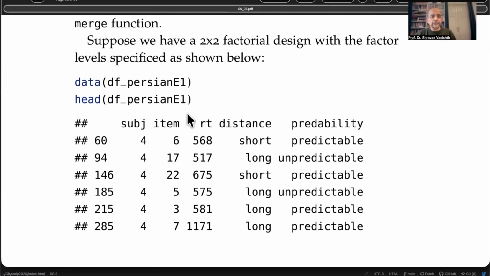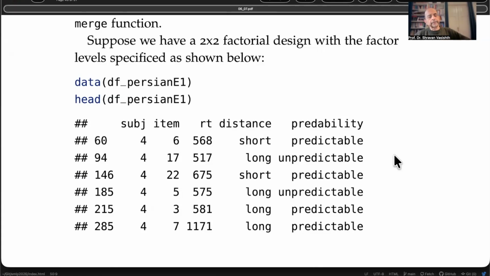So suppose I have a 2x2, I'll just use a 2x2 design as an example. So suppose I have two factors, distance and predictability, which I'm calling predictability here just for convenience. Distance has two levels, short and long. Predictability has two levels, predictable and unpredictable. Okay, so it's standard 2x2 design.